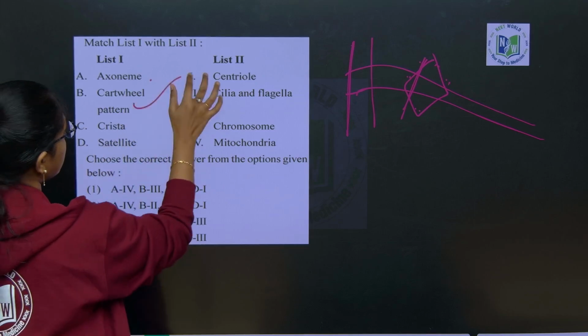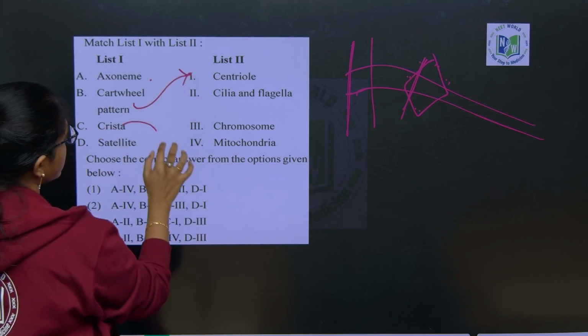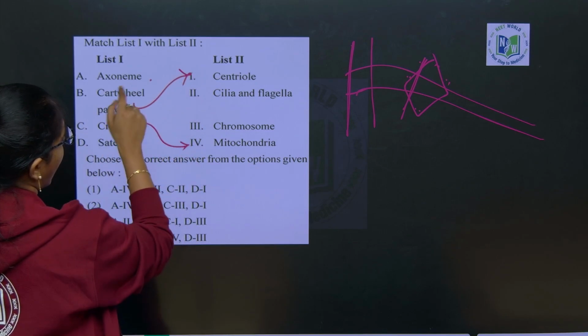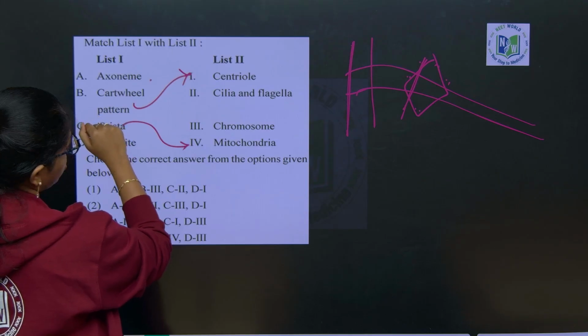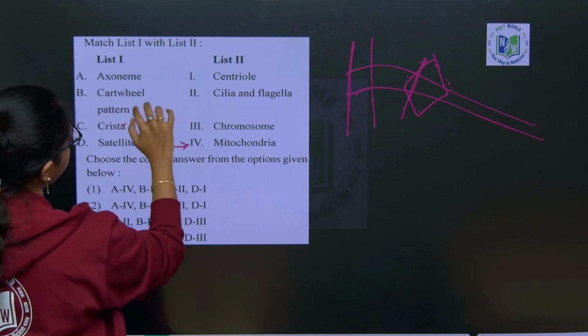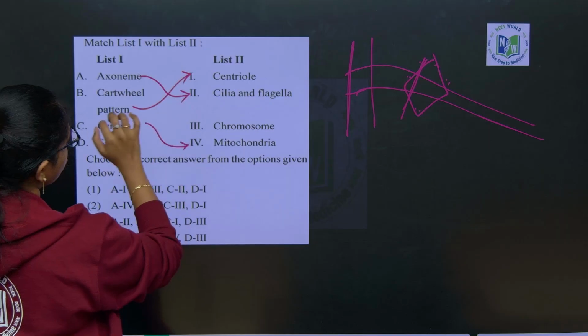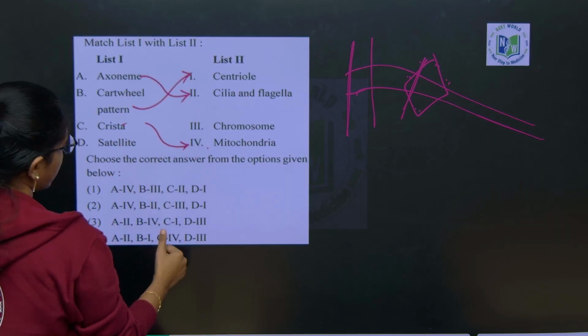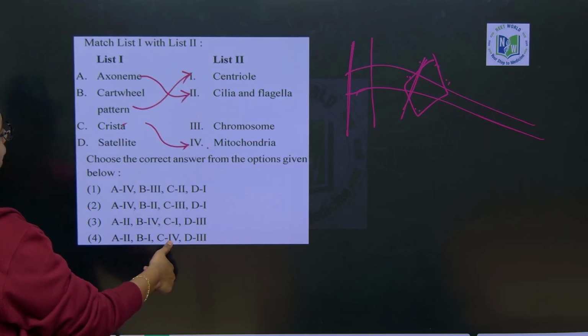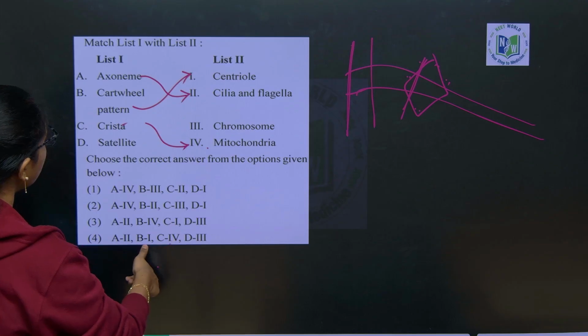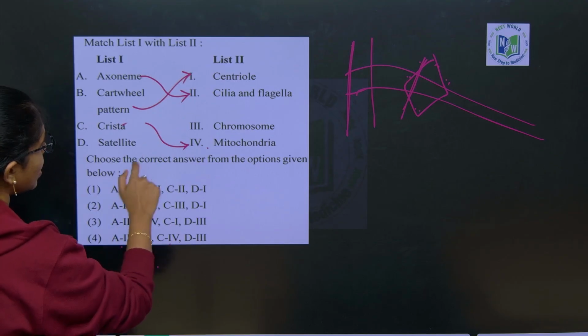The cartwheel pattern is seen in the centriole. Cristae is seen in mitochondria. Axoneme is seen in cilia and flagella. A is 2 and cristae is 4. Okay, just a second. C is 4 and B is 1, A is 2 and D is 3.